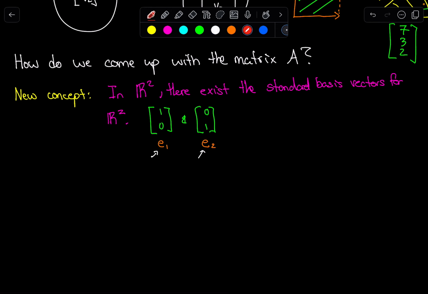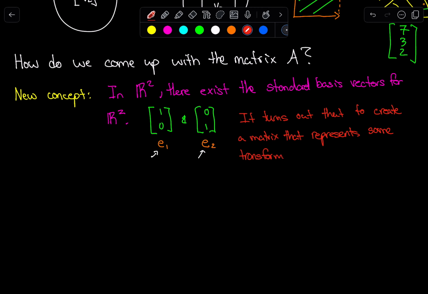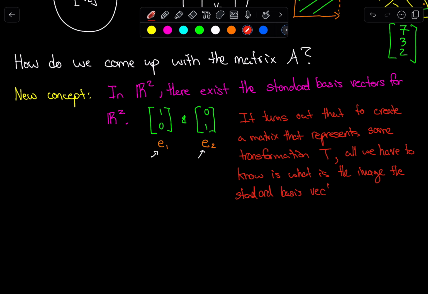And it turns out, and this is important, that to create a matrix that represents some transformation T, all we have to know is the image of the standard basis vectors. That's all we have to know.